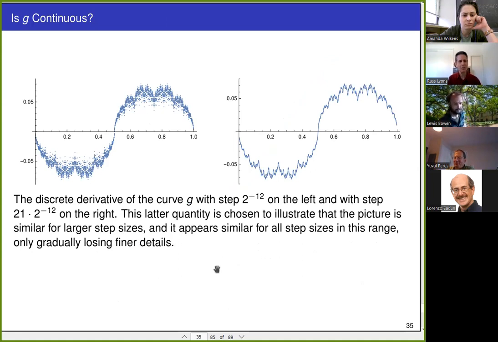So does it have a derivative? I think it has a derivative, but the derivative is a measure, a singular measure. So G is a function of bounded variation. Why do I think that?